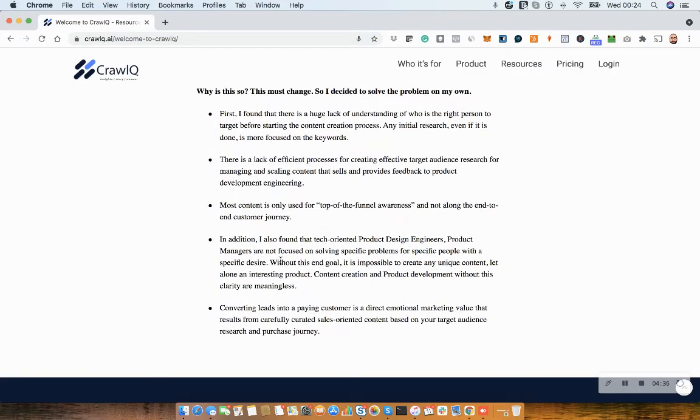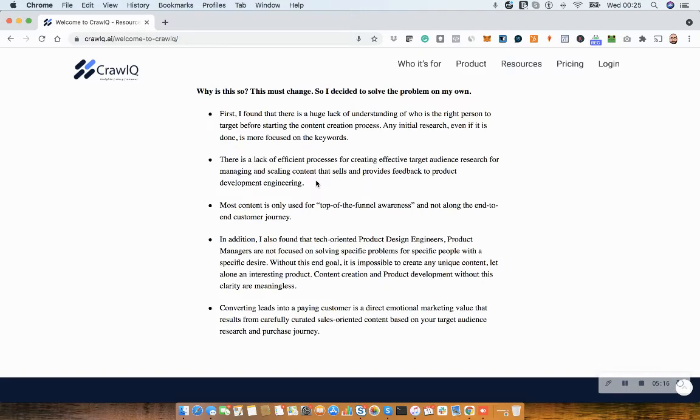First, I found that there is a huge lack of understanding of who is the right person to target before starting the content creation process. Any initial research, even if it is done, is more focused on keywords, SEO-based keywords. Second, there is a lack of efficient processes for creating effective target audience research, and for managing and scaling content that sells and provides feedback to product development engineering. Thirdly, most content is only used for top-of-the-funnel awareness and not along the end-to-end customer journey.